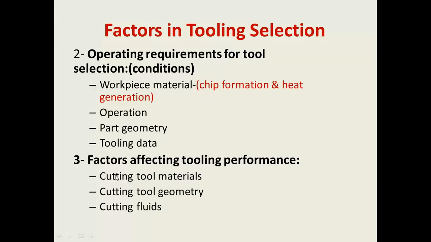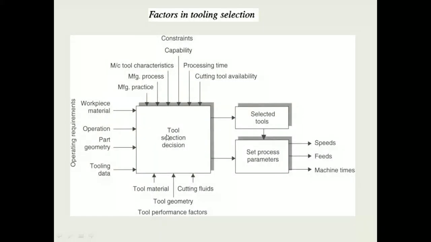These things affect the tooling performance: cutting tool material, cutting tool geometry, cutting fluids. So this is factors in tooling selection, layout diagram. Already we discussed in the previous slides: tool performance, tool material, tool geometry, cutting fluid. Then operating requirements: workpiece, operation, part geometry, tooling data.